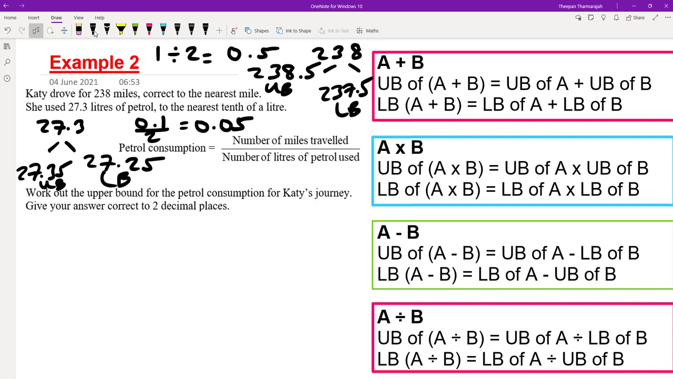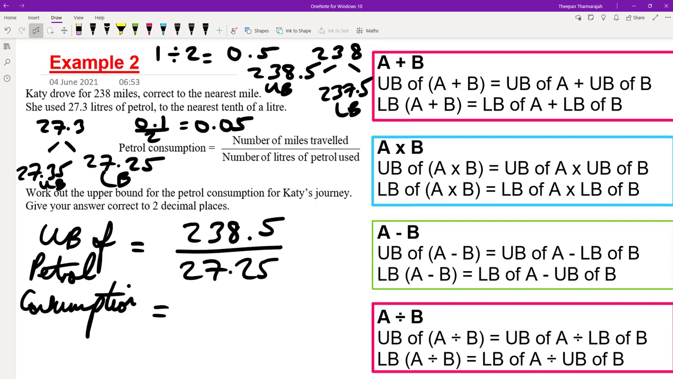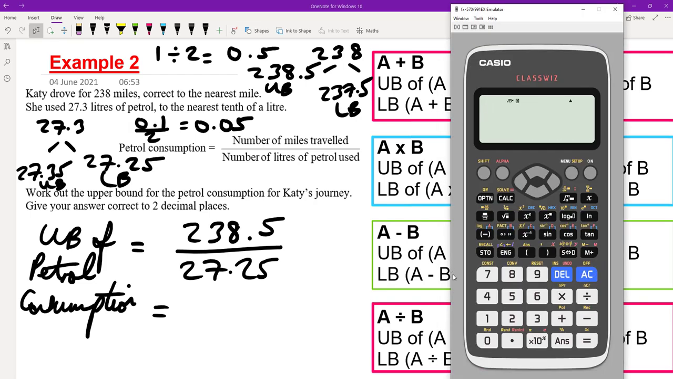So now that I've got that, I want to work out the upper bound for the petrol consumption for Katie's journey. So the upper bound of the petrol consumption is going to be the upper bound of the miles travelled, which is 238.5, divided by the lower bound of the number of litres of petrol used, which is going to be 27.25. And then we're going to round this solution to 2 decimal places.